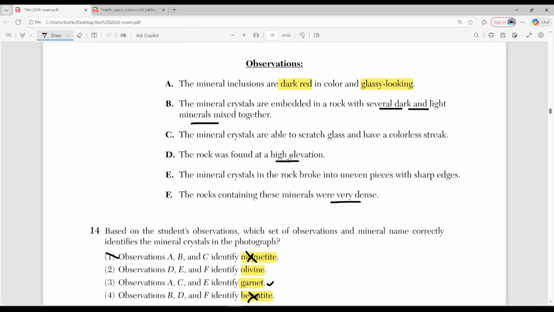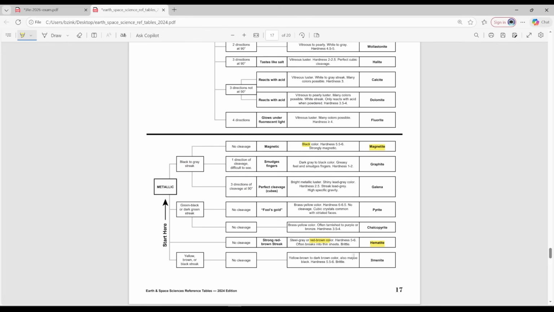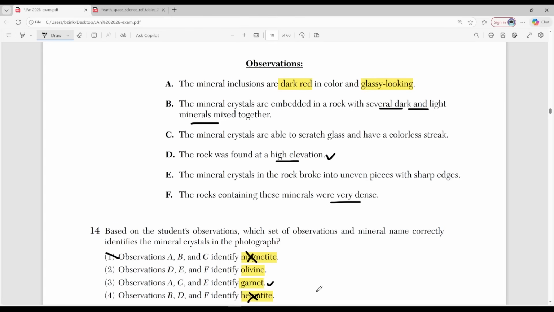There's no way to determine elevation based on that mineral ID chart. But we do know that it was in the Adirondack, so that's possibly correct. F, the rocks were very dense. It doesn't really say that. All right, let's keep going.